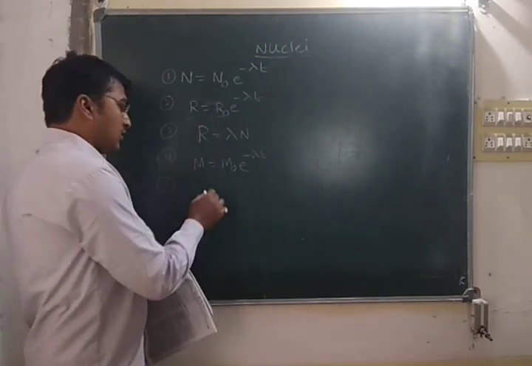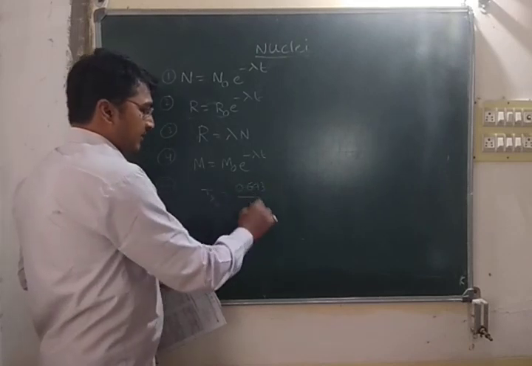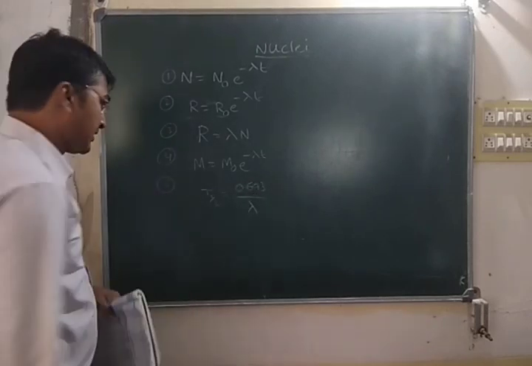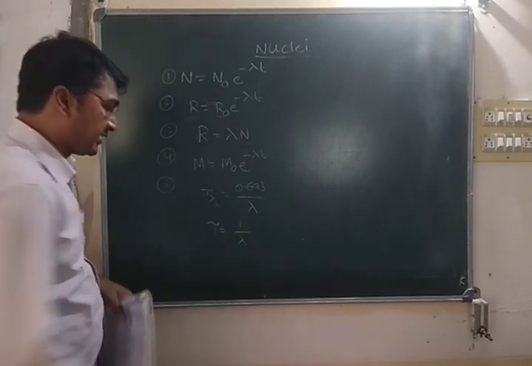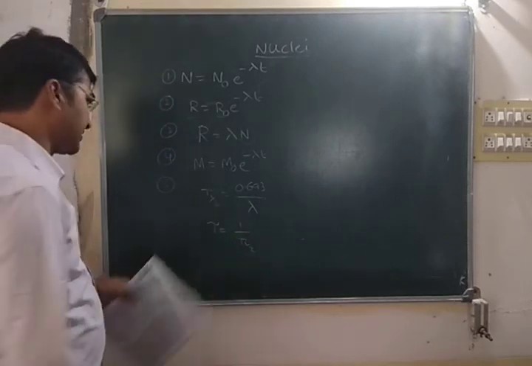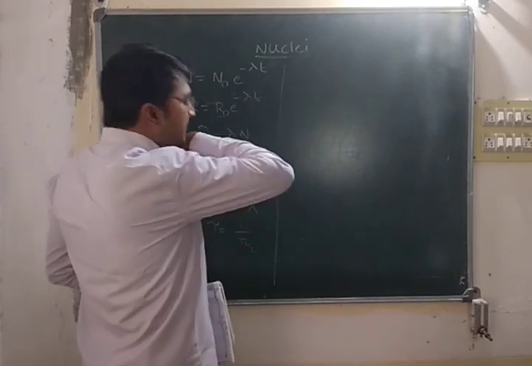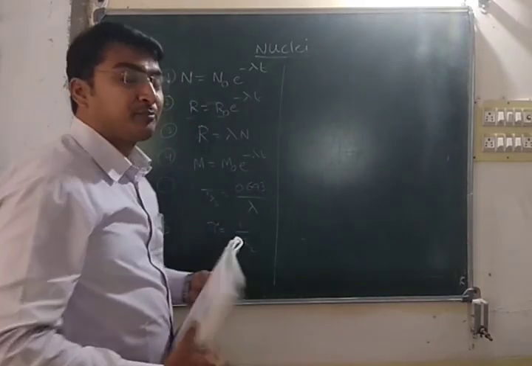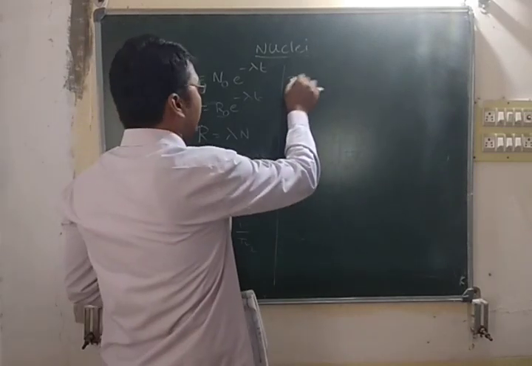Next, half-life time is equal to 0.693 divided by lambda. This we know. And average lifetime is equal to 1 by lambda, which you know. These are the relations. Next, one important one: how to find the fractional value as well. This is very important.